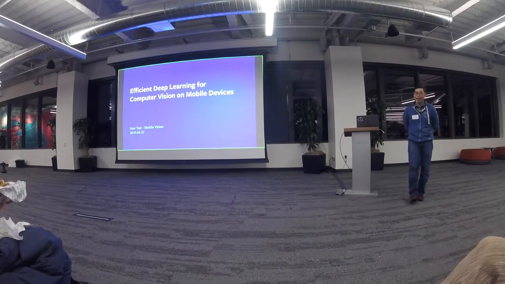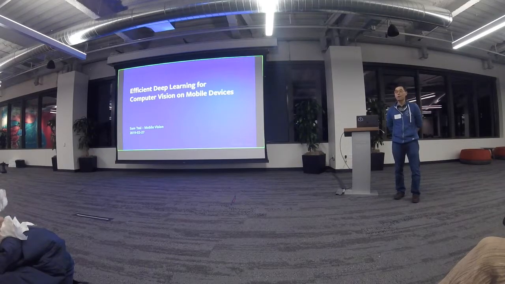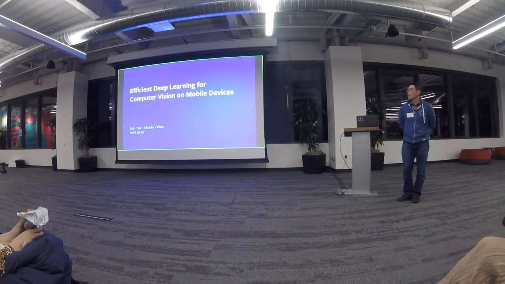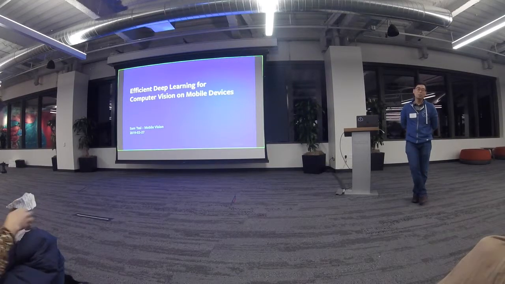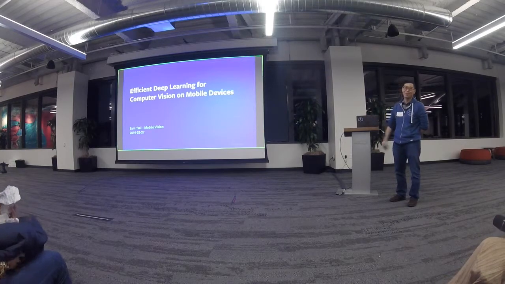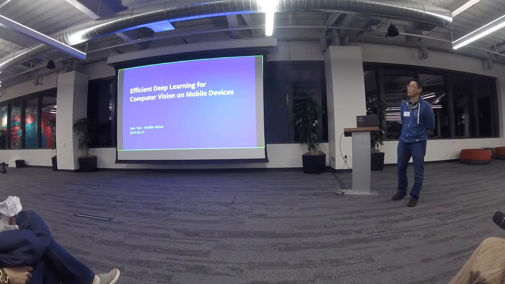My name is Sam Tsai. I'm an applied research scientist working in the mobile vision group at Facebook. Our team focuses on efficient deep learning solutions for computer vision applications. So I'm doing this talk on efficient deep learning for computer vision on mobile devices.